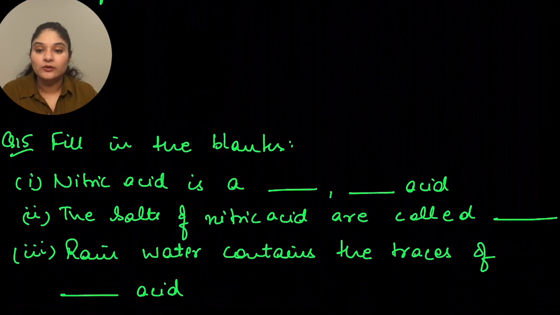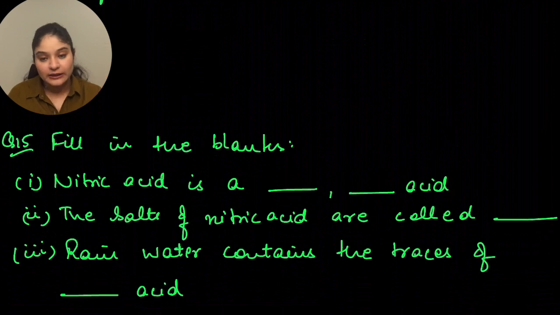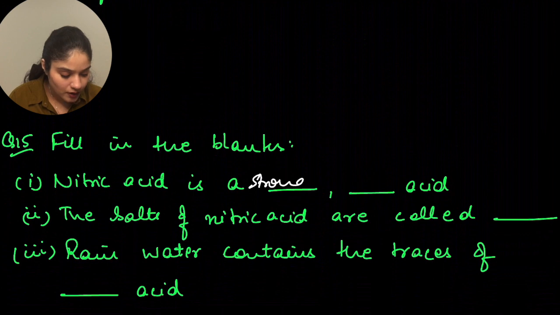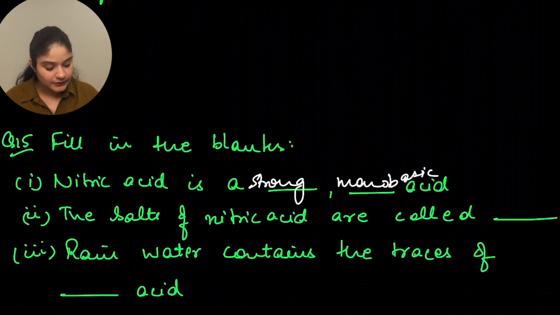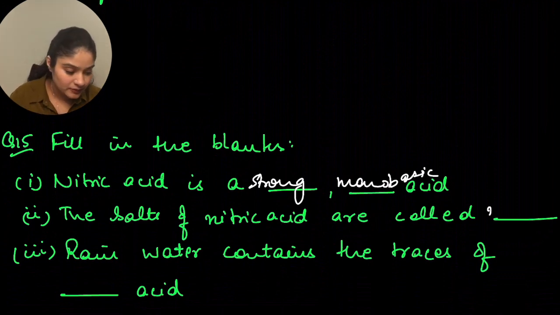Let's move to the next one. Fill in the blanks. Nitric acid is a dash and dash acid. Based upon your information from the acids, bases and salts chapter, you can write anything that you like. For now I can go with, it is a strong monobasic acid. The salts of nitric acid are called nitrates.